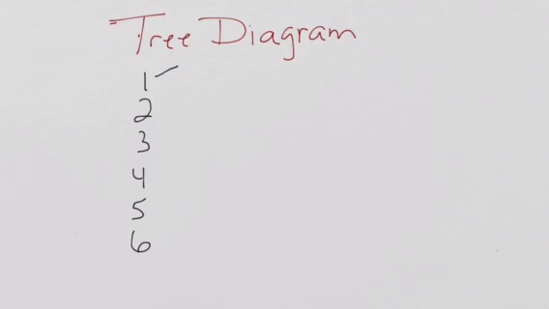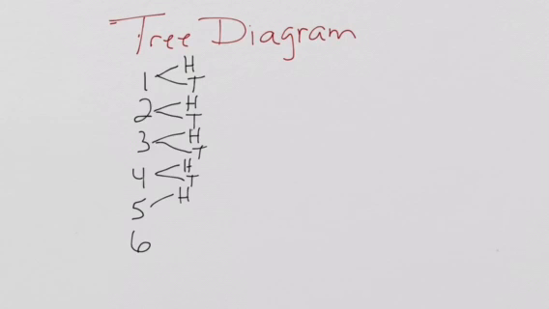So for 1, I could get heads or I could get tails. For 2, I could get heads or I could get tails. 3, I could get heads or I could get tails. 4, I could get heads or I could get tails. 5, heads or tails. 6, heads or tails.